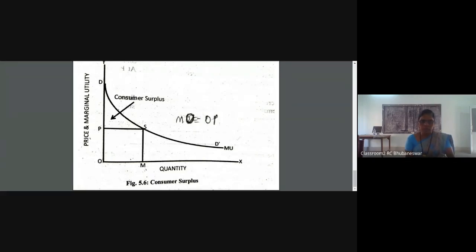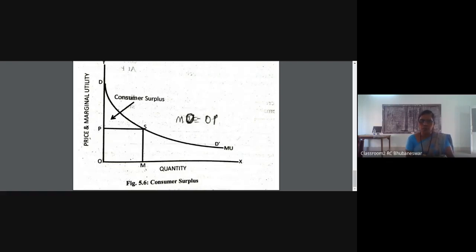The Mth unit of the commodity does not add any consumer surplus. In the case of the Mth unit, the consumer does not get consumer surplus, since this is the last unit purchased and the price paid is equal to the marginal utility. Here OM equals OP. That means the marginal utility of this quantity is equal to the price of the quantity. So here the consumer gets maximum satisfaction, or equilibrium point.